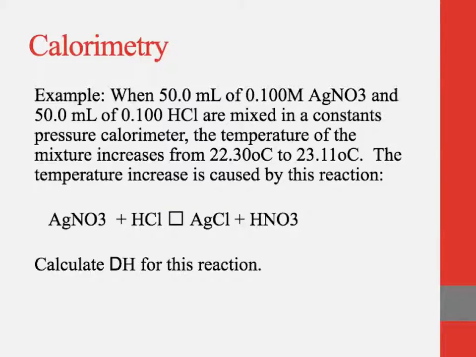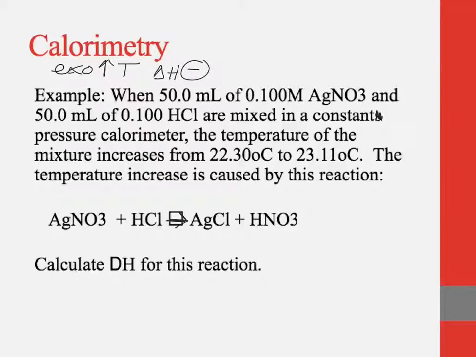Okay, so when 50 mLs of 0.1 molar AgNO3 and 50 mLs of 0.1 molar HCl are mixed in a constant pressure calorimeter, the temperature of the mixture increases from 22.3 to 23.11. All right, the temperature increase is caused by the following reaction. So a couple of things that we know. We know that this is exothermic because there is an increase in T. Therefore, our delta H has to be negative.